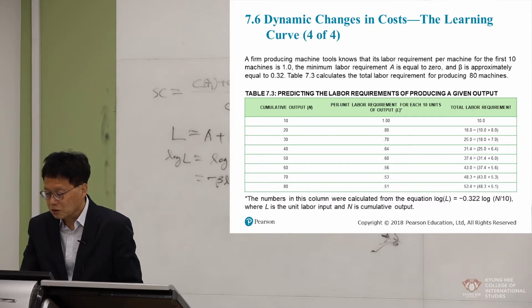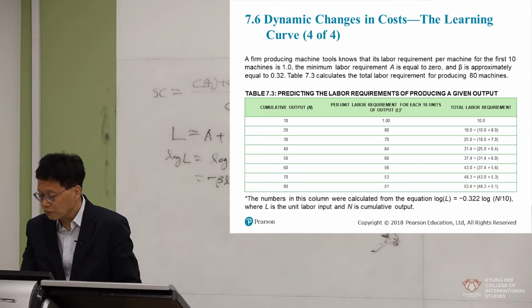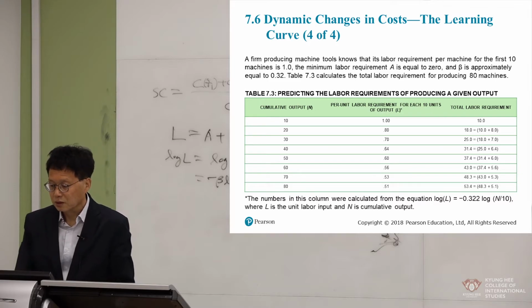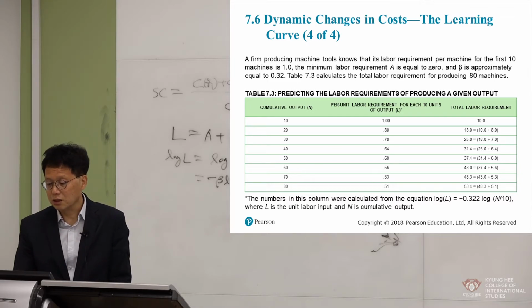When you move this side, another 10, so accumulated output is 30. Unit labor requirement is 0.7. So the first 20 units, 18, plus 10 multiplied by 0.7, so 7, like this. Okay? Next is 25 plus this one multiplied by 10 like this. Can you understand? Right? That is the total labor requirement.